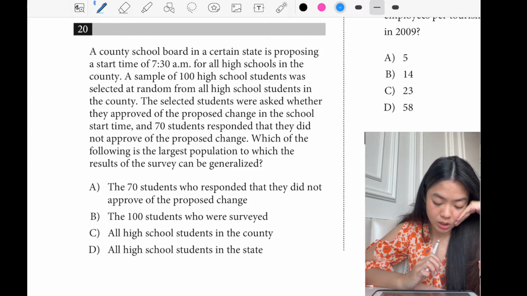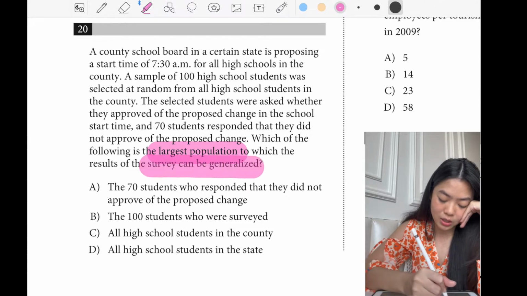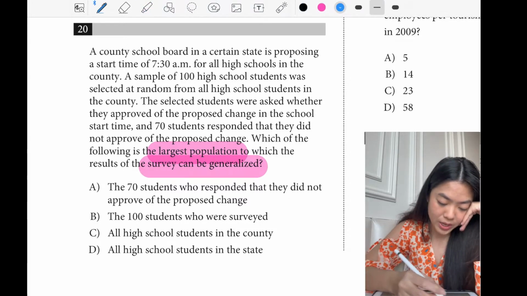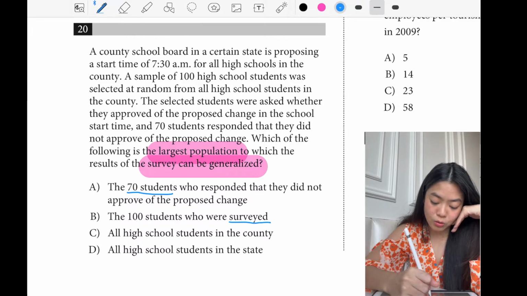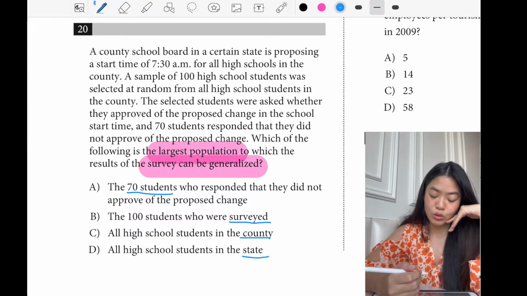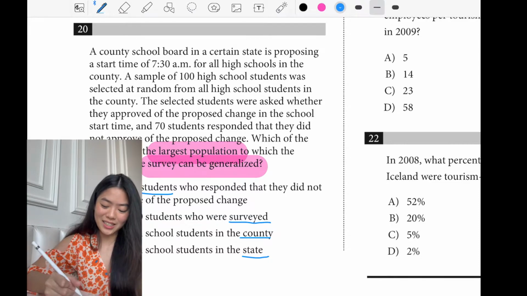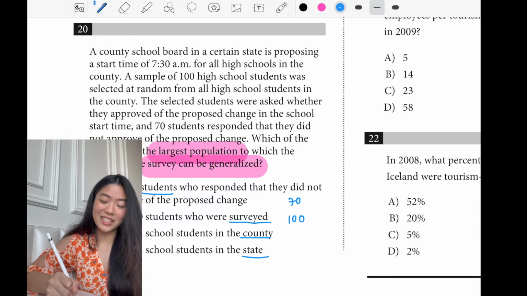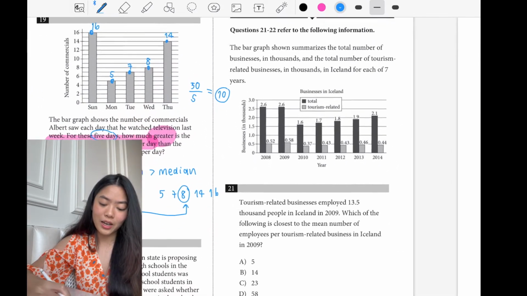So from here, you want to find the largest population to which the survey can be generalized. For A, the 70 students who responded that they did not approve. B, 100 students who were surveyed. C, all high school students in the county. And D, all high school students in the state. Which one should be greatest? Of course, there's 70, 100, and the county is bigger than the state, so we're going to choose C for the answer.